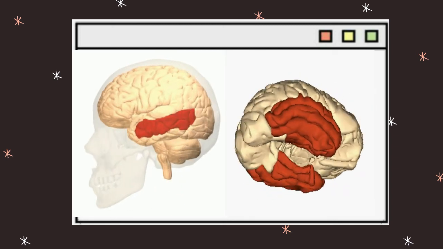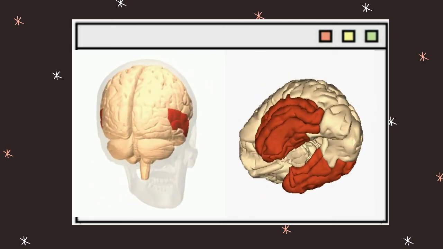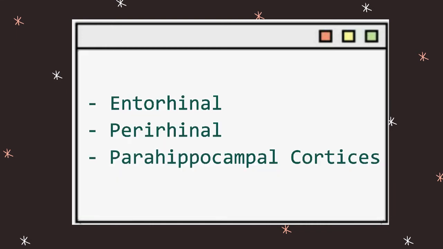As you have previously learned, the major structures of the medial temporal lobes are the hippocampus, amygdala, and the medial temporal cortex. The medial temporal cortex is composed of the entorhinal, perirhinal, and the parahippocampal cortices.